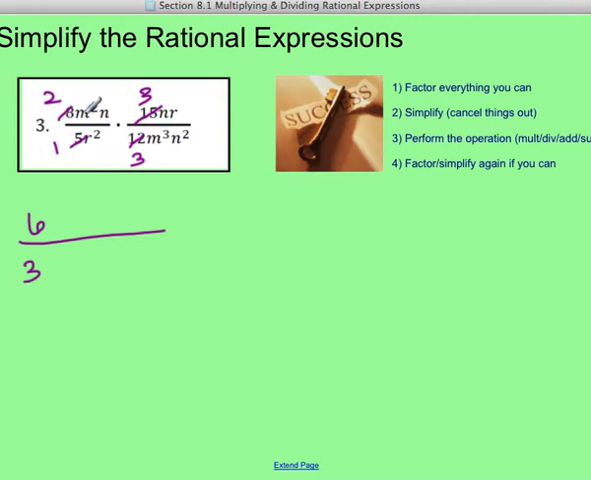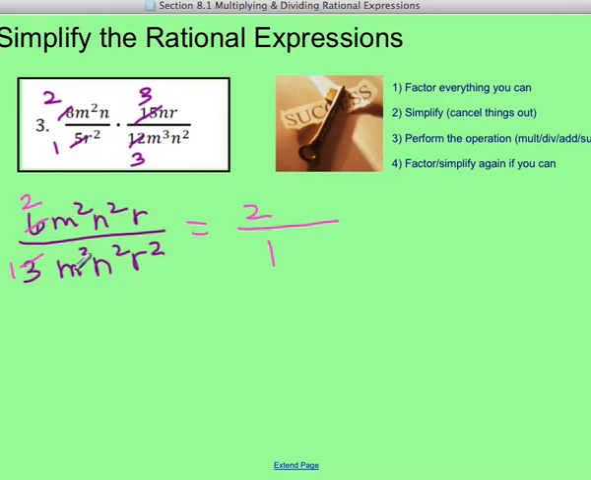So now I have m squared. N times n will give me n squared, r. All over, I have an r squared, an m to the third, and an n squared. So m to the third, n squared, r squared. And let's just simplify from here. 6 over 3, both divisible by 3. So I would have 2 and 1.